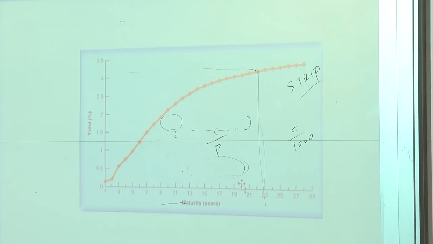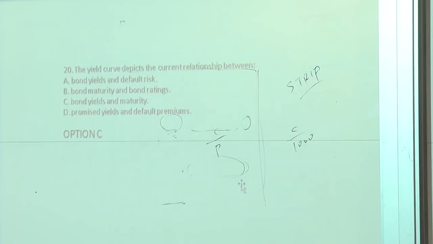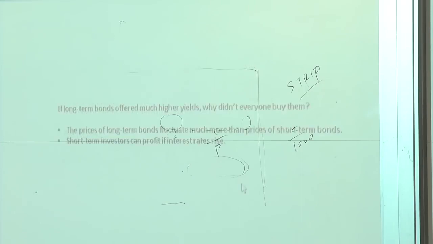But during recessions or volatile periods, depressions, it could be flat or even downward sloping. But upward sloping is the normal case. The yield curve depicts the current relationship between yield and maturity.